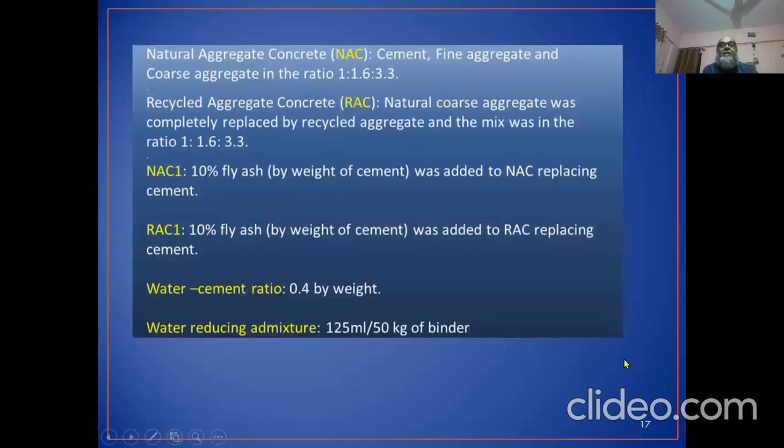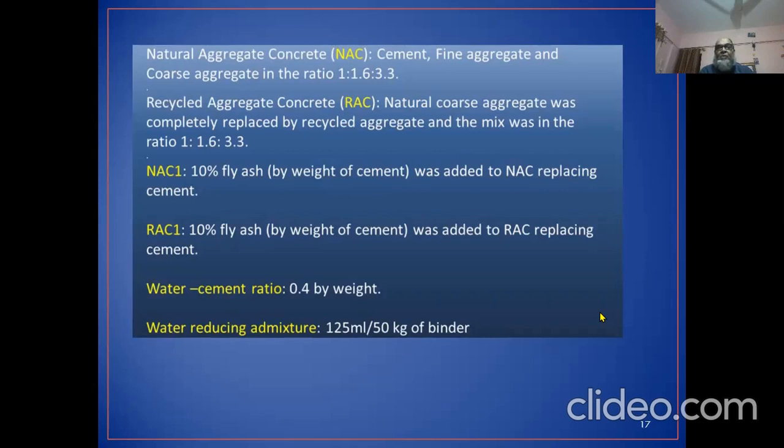In an experiment carried out in which NAC and RAC were designed identically, that is 1 to 1.6 to 3.3 in both cases, and in addition to that fly ash was also used in both types of concrete, they also used a water cement ratio of 0.48 and water reducing admixture of 125 millilitres per 50 kg of binder.